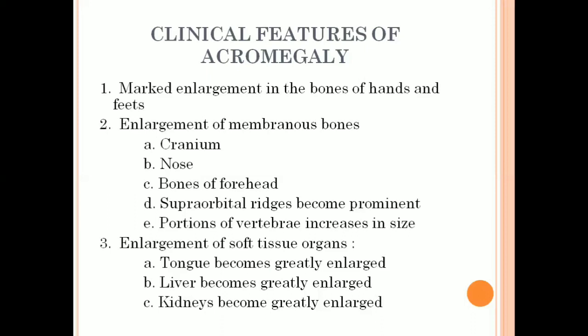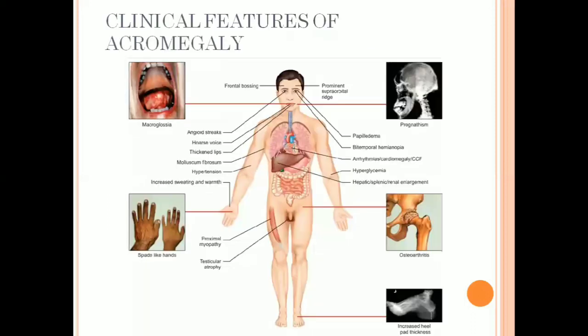Okay, I have given you a picture that will make you understand more clearly. Next, see the picture. The first part shows the macroglossia, that is, enlargement of tongue, and this side part shows prognathism.